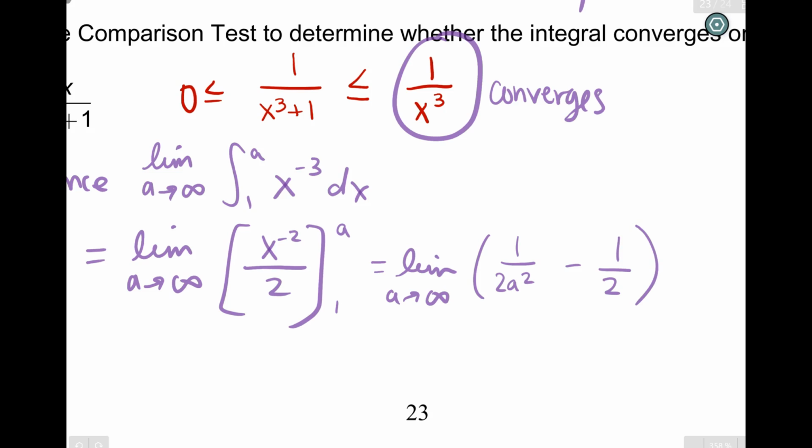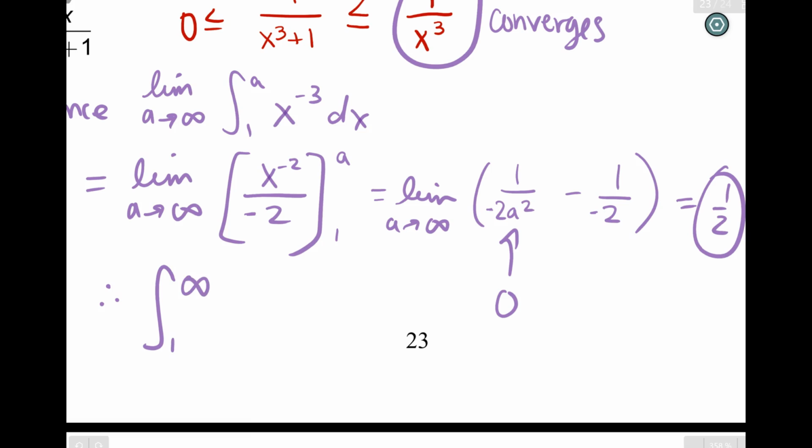So as a goes to infinity, the first term approaches 0, and then I just get minus. Did I forget a negative? I did. There's a negative right here. I also think 2 goes on the bottom, you divide by negative 2. You're right. Okay. So this turns into a positive 1/2. So the integral of 1 over x cubed from 1 to infinity is 1/2. It converges. You know the middle one also converges. So therefore, we know the integral from 1 to infinity of 1 over x cubed plus 1 dx converges because it's being bounded in by the other.